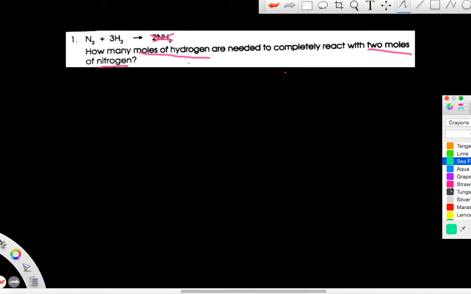So in order to solve this question, well, it's saying how many moles of hydrogen. So we want to be organized here. So I'm going to say, okay, well, above hydrogen, I'm going to put a question mark and then an M for I'm looking for moles, are needed to react with 2 moles of nitrogen. So I'm going to say, okay, well, I have 2 moles of this. So I start with 2 moles of nitrogen, and I want to get moles of hydrogen. So notice I only have moles in my question. I don't actually have grams or molecules.